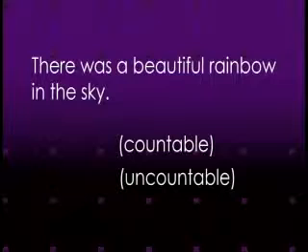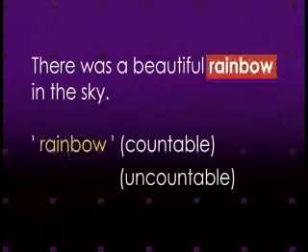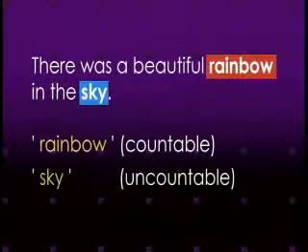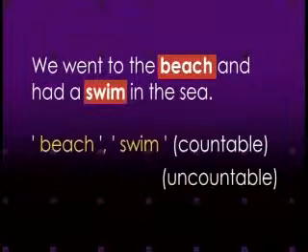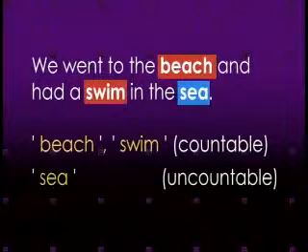There was a beautiful rainbow in the sky. Yes, a rainbow is countable. The sky is uncountable. We went to the beach and had a swim in the sea. The beach and a swim are individual and so are countable. In this case, the sea is used as an uncountable noun.